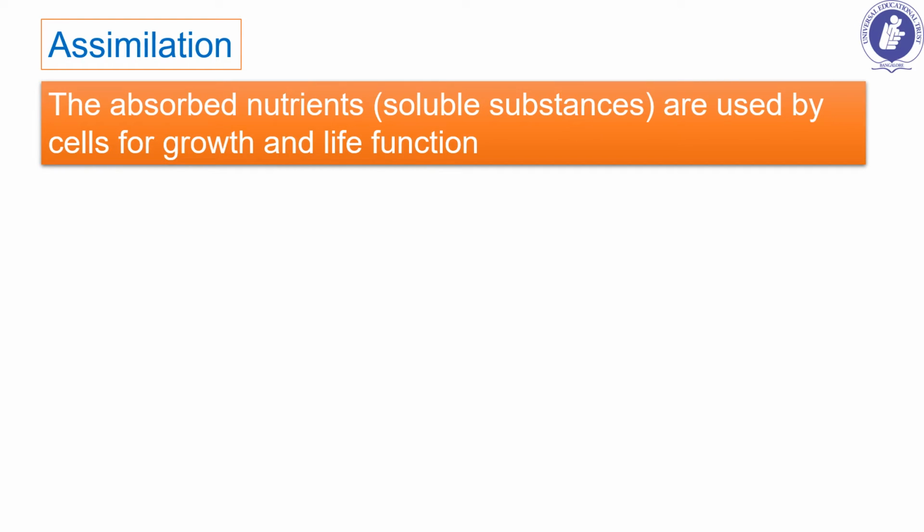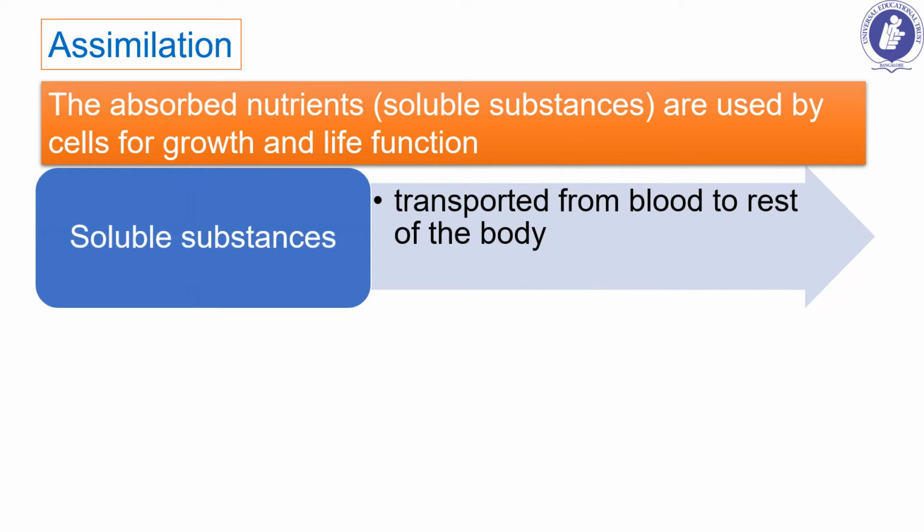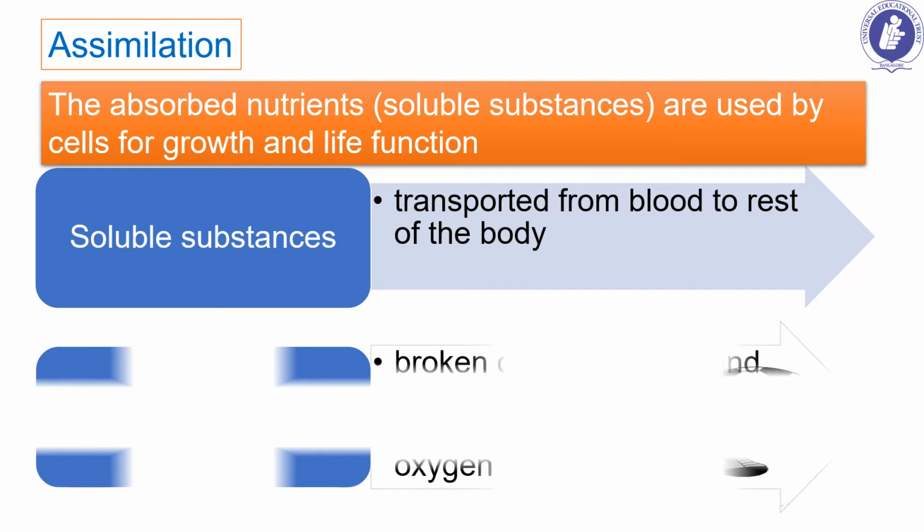This is happening because of the process called assimilation. What is assimilation? The absorbed nutrients or soluble substances are used by cells for growth and all the life functions of our body. That means soluble substances are transported from the blood to the rest of the body. To all parts of the body, soluble substances are transported.